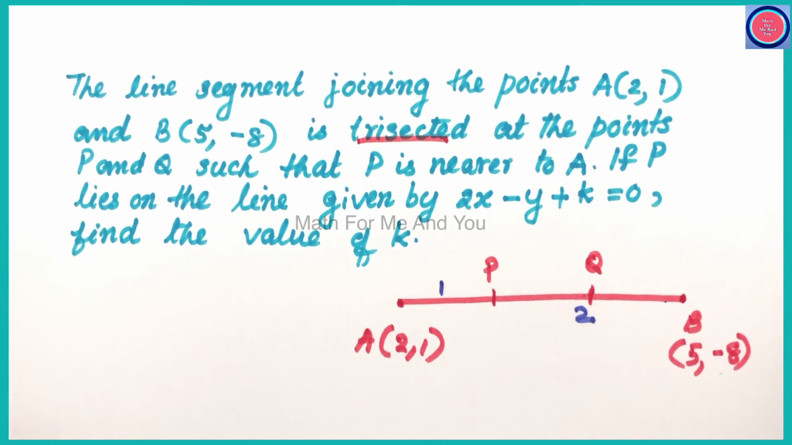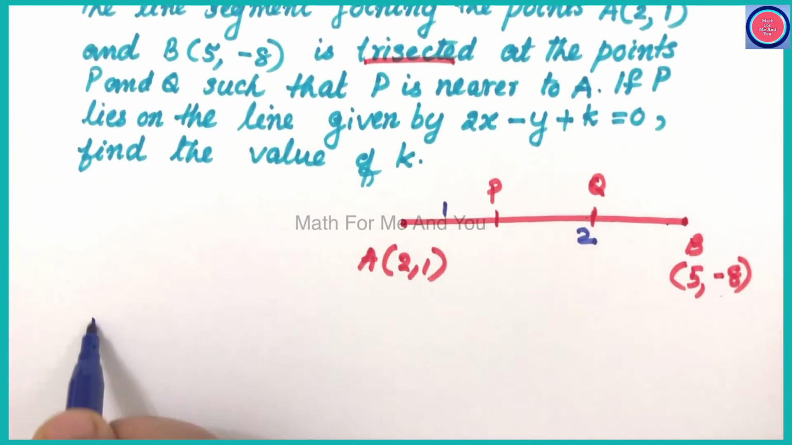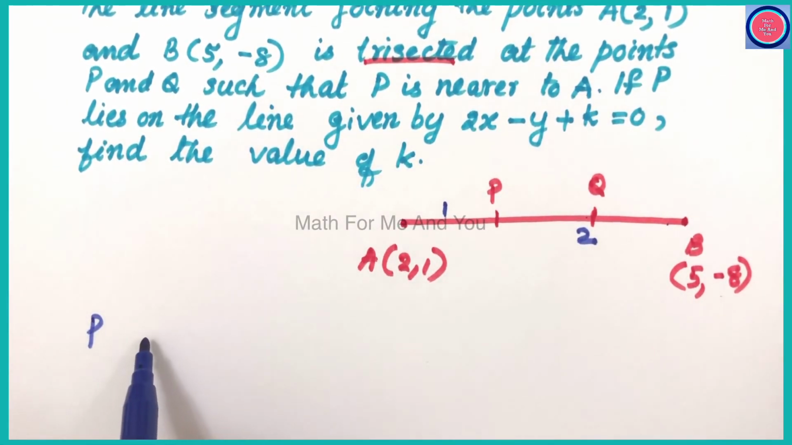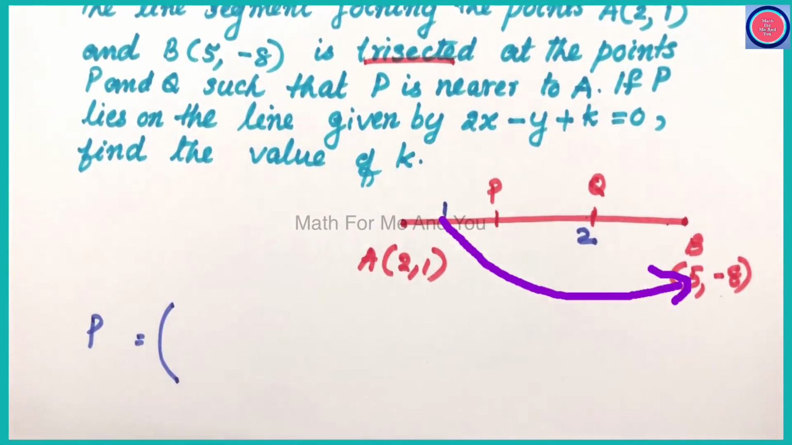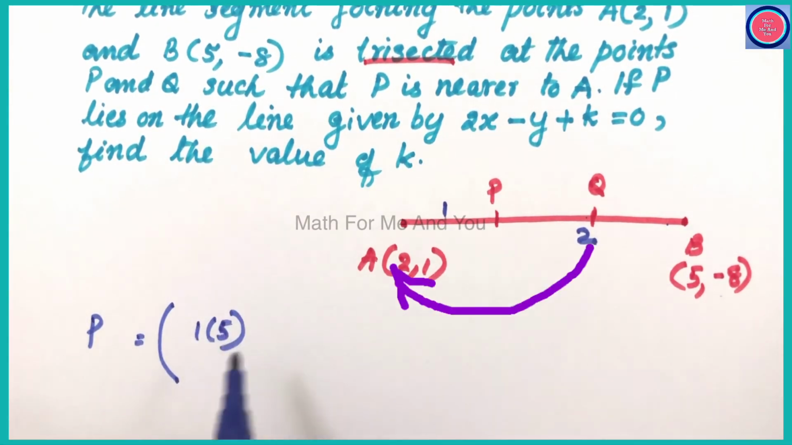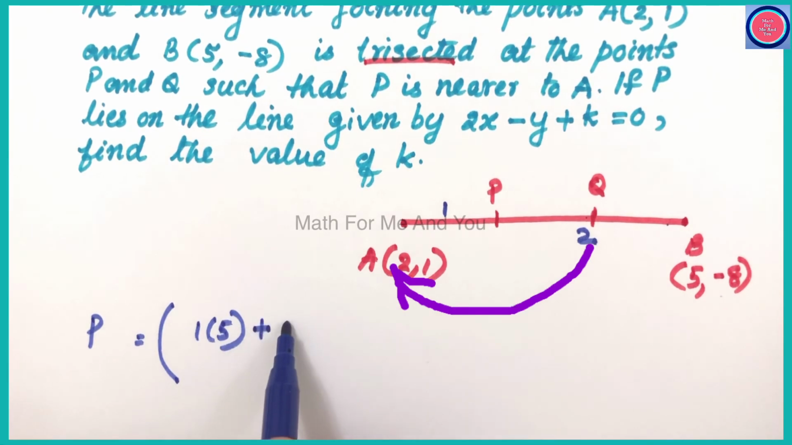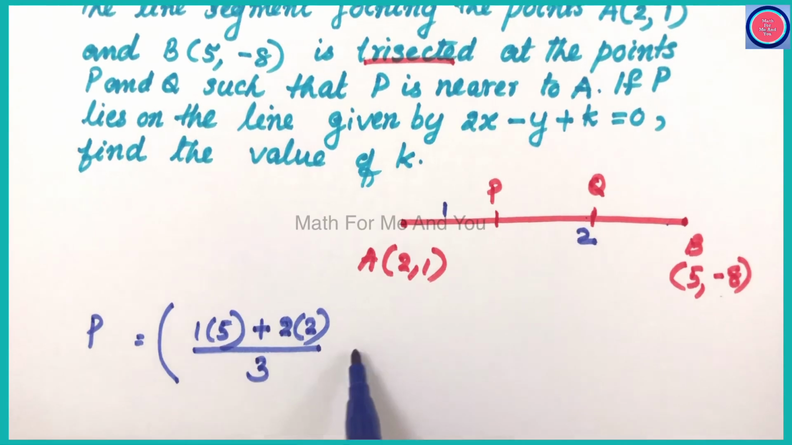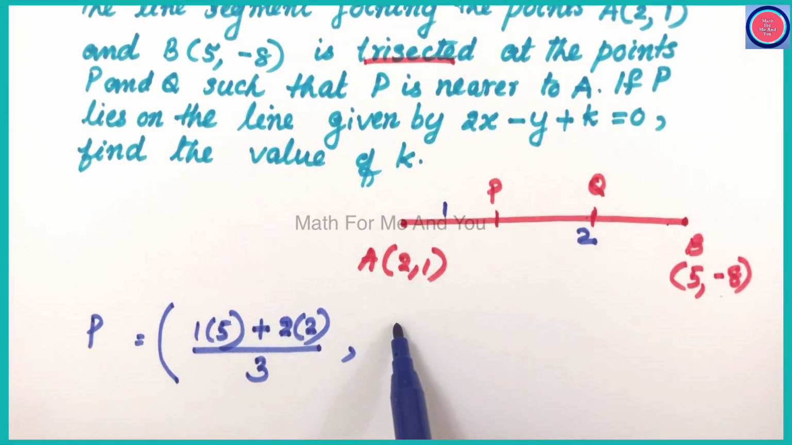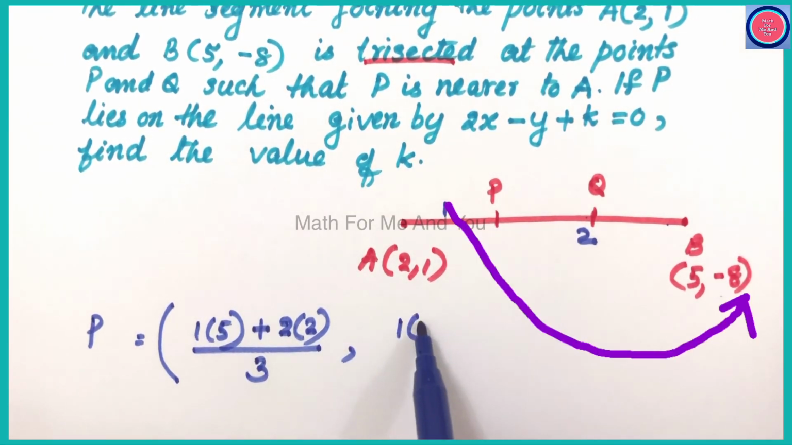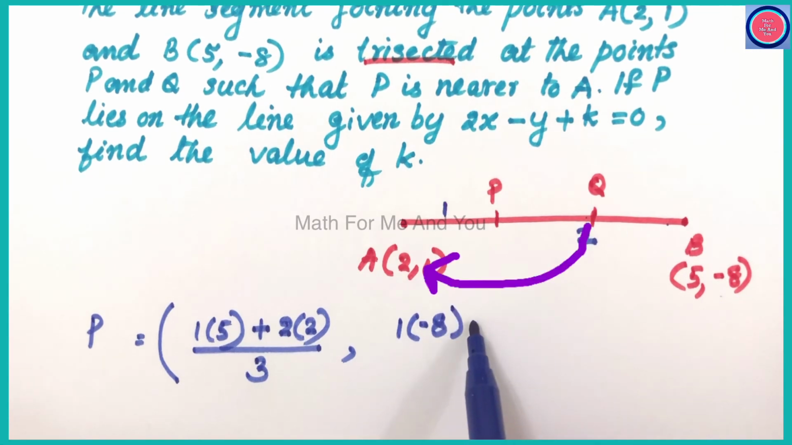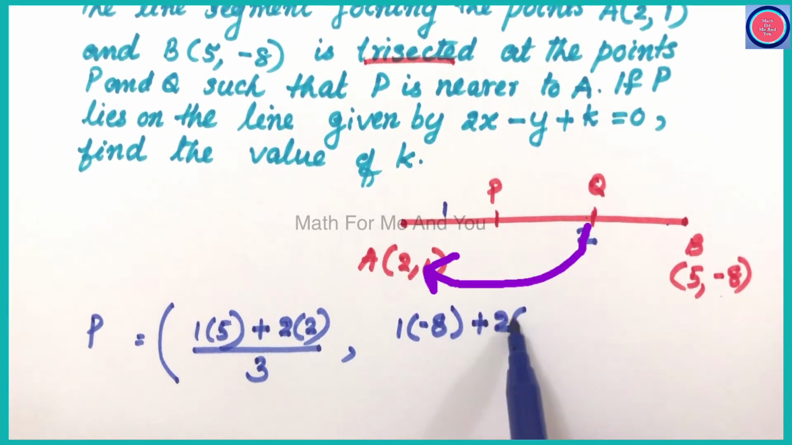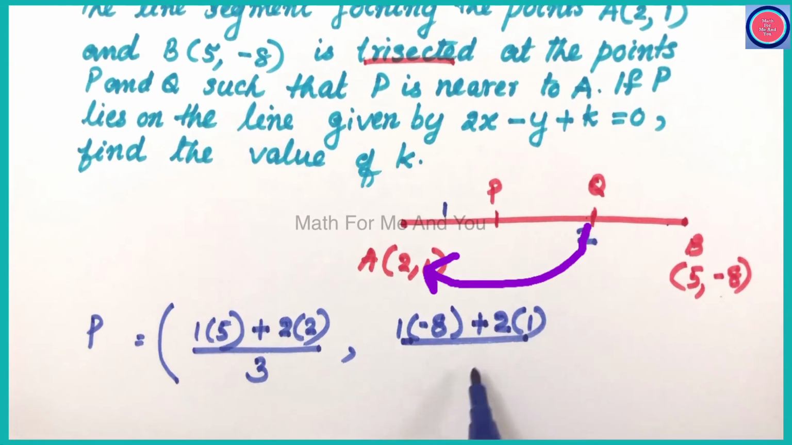Using the section formula, we can write the coordinates of P. And what is the coordinates of P? P is equal to (m1x2 plus m2x1) over (m1 plus m2). That means 1 times 5 plus 2 times 2, over m1 plus m2, 1 plus 2 is 3. Now m1y2 plus m2y1 over m1 plus m2. That means 1 times minus 8 plus 2 times 1 over 3.